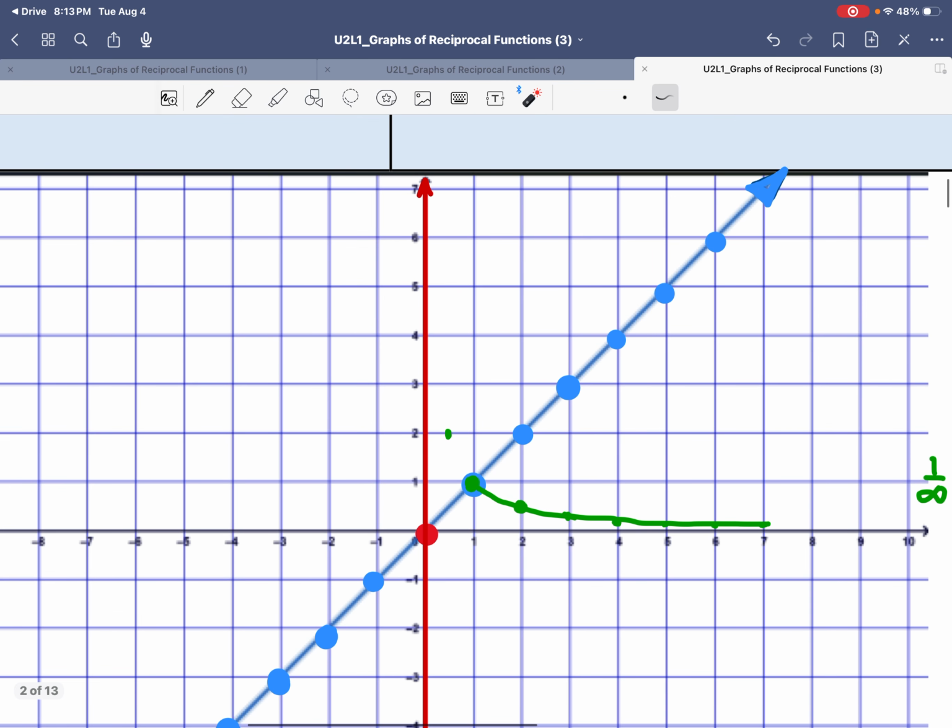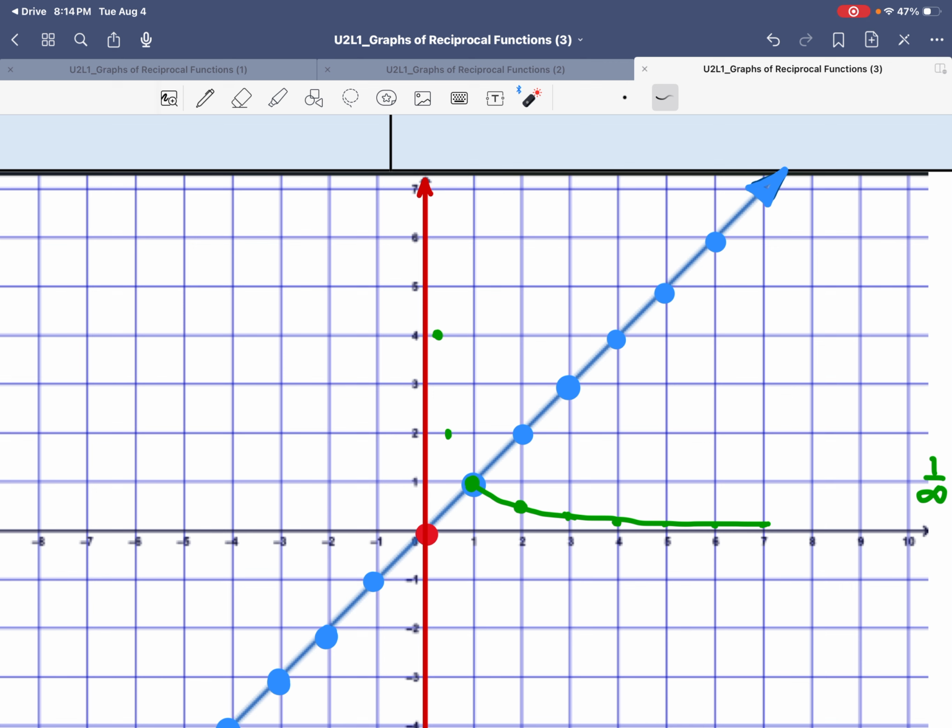Next, I will jump to this point in here where the y value is 1/4. So x is 1/4, y is 1/4. So when you reciprocate 1/4, 1 divided by 1/4, then we'll get 1 times 4/1, which is basically 4. So when x equals 1/4, the value of y will be positive 4.